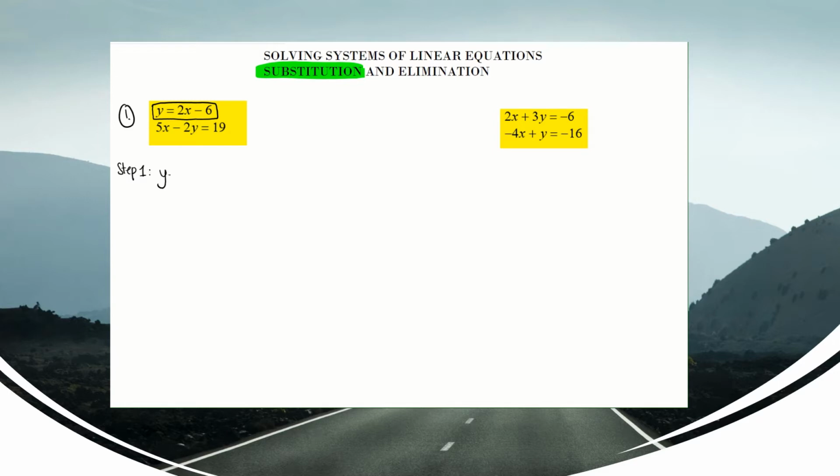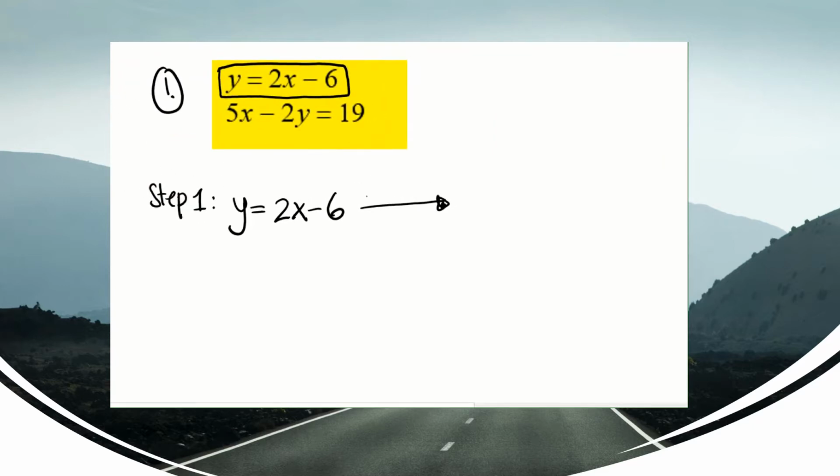So we want to use substitution for the first one because we have a variable that's by itself. Meaning it's very easy to substitute that equation into the second equation. So I'm going to call the first equation 1 and the second equation 2. So we'll take the first equation and plug it into the second equation.